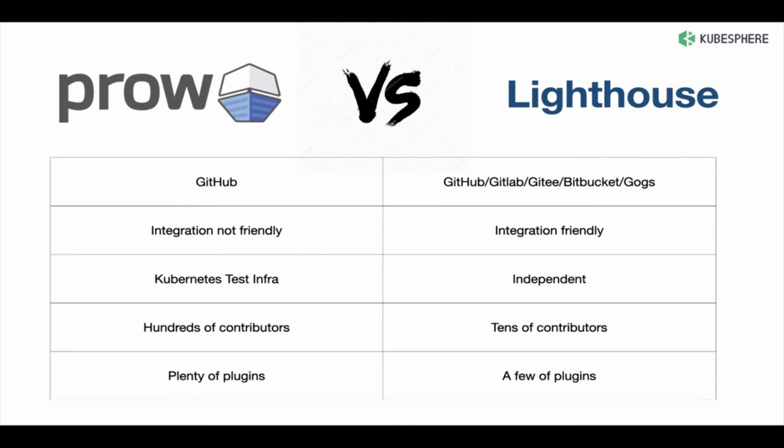And Prow is part of the Kubernetes test-infra project, while Lighthouse is an independent project, so we can contribute easily. But Lighthouse still has some drawbacks. For example, Prow has hundreds of contributors, but Lighthouse only has tens of contributors. Prow has plenty of plugins, and Lighthouse has only a few plugins.